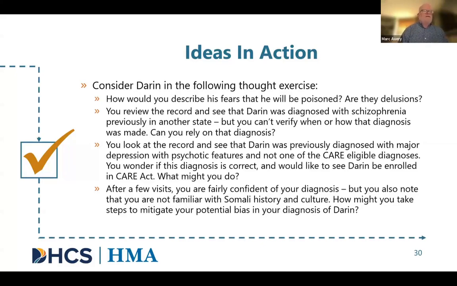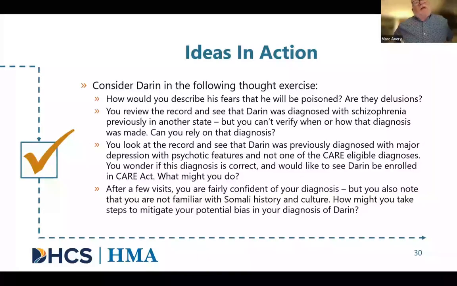Okay, after a couple of visits, you're fairly confident with your diagnosis. But you also note that you're not really that familiar with Somali history and culture. How might you take steps to mitigate your potential bias in your diagnosis of Darren? Well, in our last slide, we covered a bunch of things that you could be doing. One of the things you might consider is getting a second opinion, from a clinician who's an expert in Somali culture, or using standardized testing and or learning more about Somali culture and history yourself.